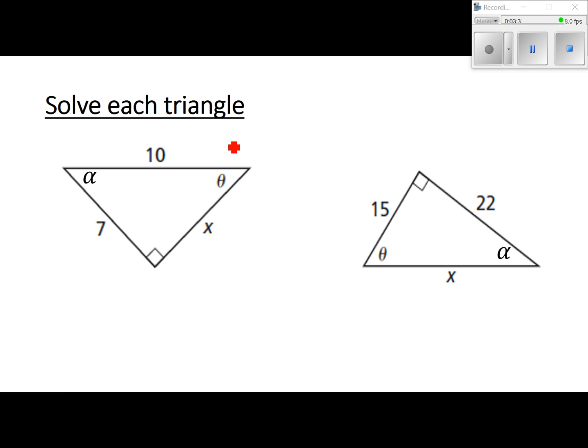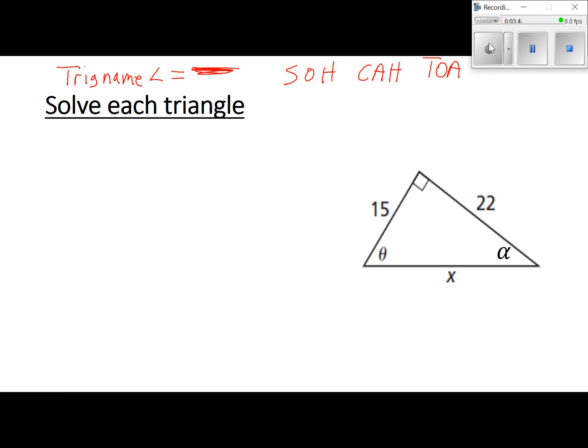And this is what the worksheet's going to look like. It'll be some problems solving triangles, and then it will be word problems. All right, solving these, I got rid of one of them. Remember to use SOHCAHTOA. Sine, cosine, tangent, each part tells what they are, so remember that. And then to set up each equation: trig name, the angle, equals, and then the fraction.